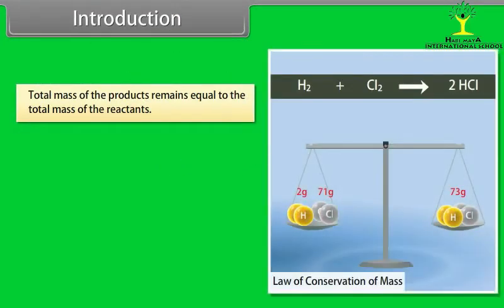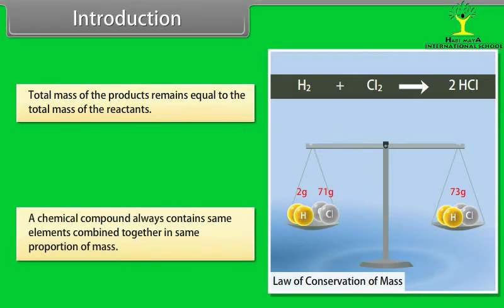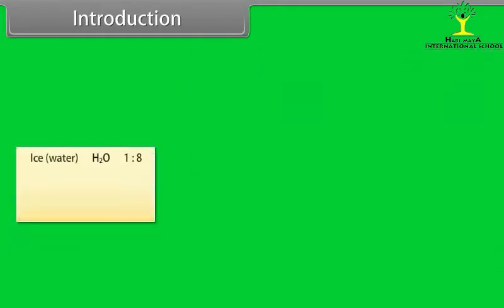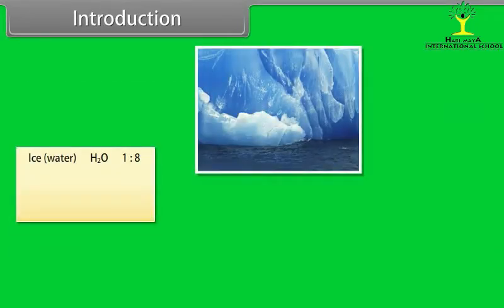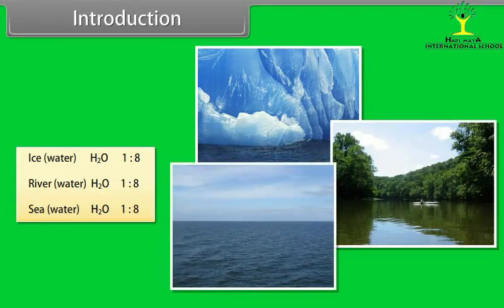Total mass of the products remains equal to the total mass of the reactants. H2 plus Cl2 gives 2HCl. A chemical compound always contains the same elements combined together in the same proportion of mass. Ice H2O 1:8. River H2O 1:8. Sea H2O 1:8.